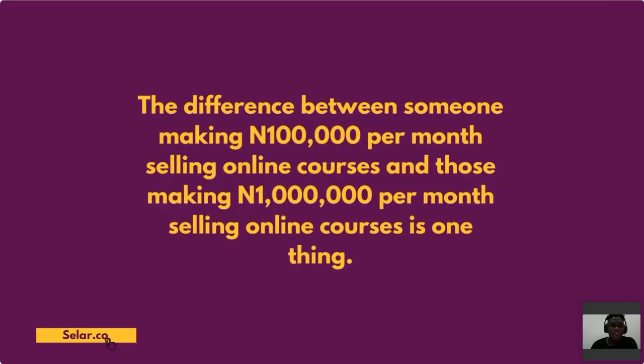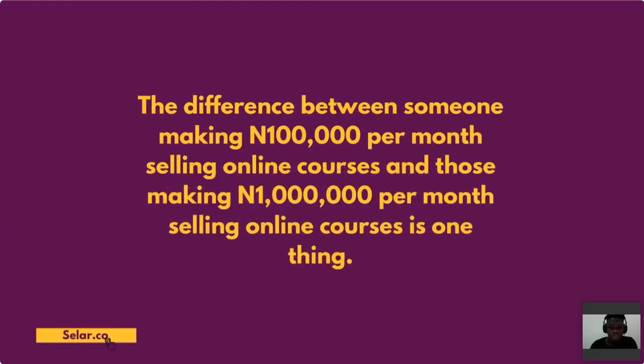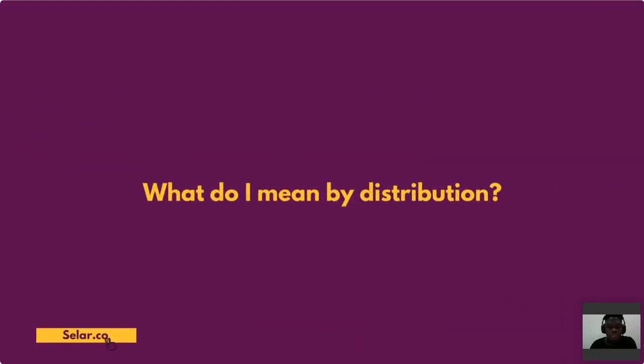The difference between someone making 100,000 naira per month selling online courses and those making 1 million naira per month selling online courses is one thing: distribution. The people making at least 1 million naira per month selling online courses have a solid distribution channel.